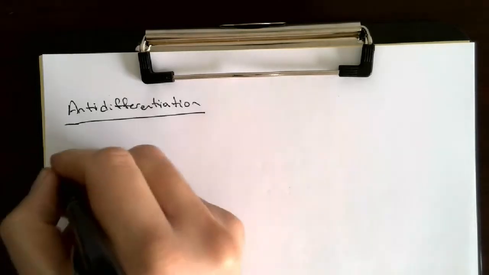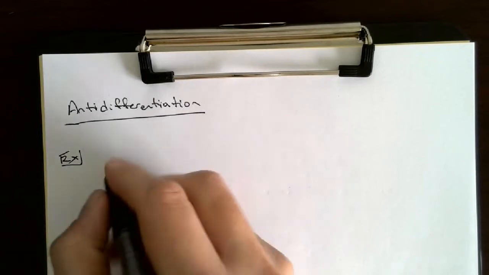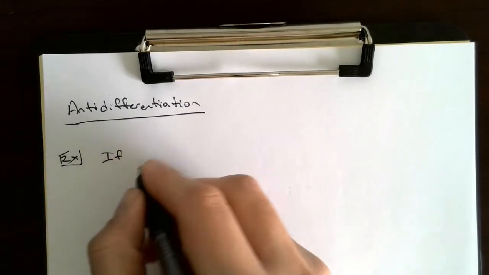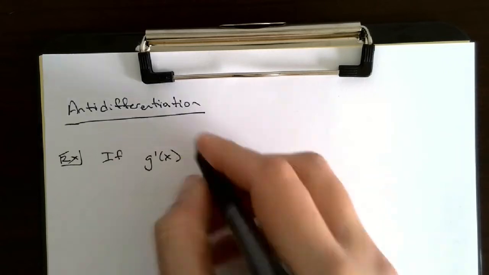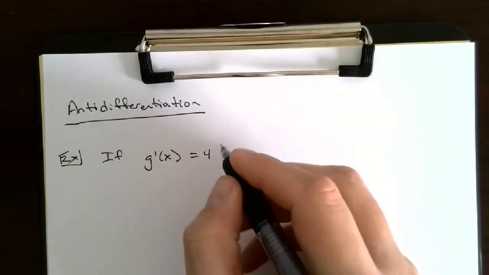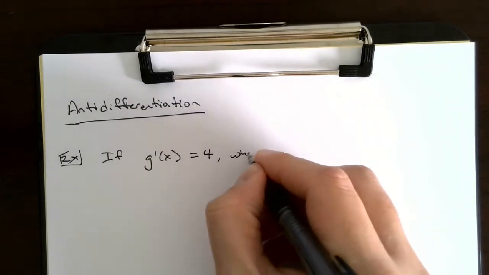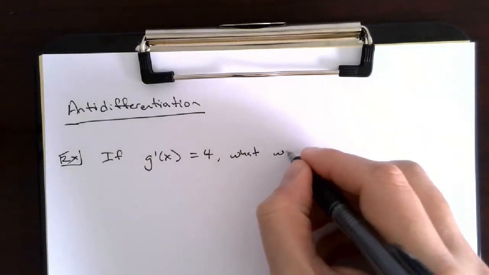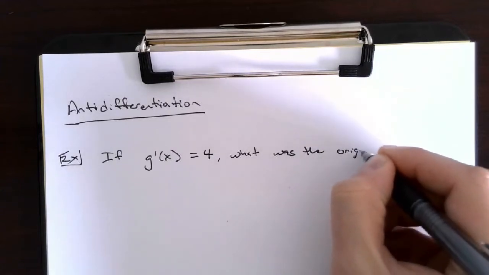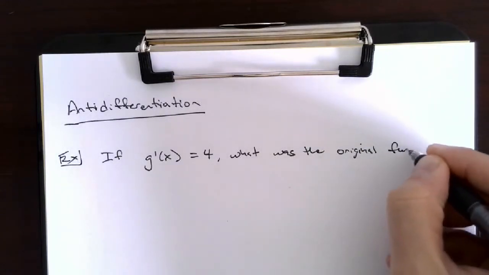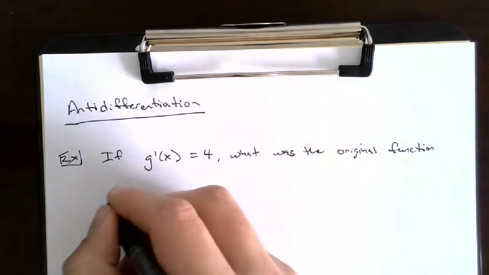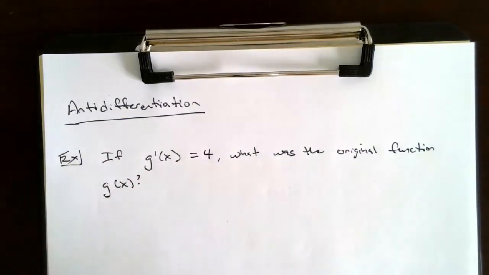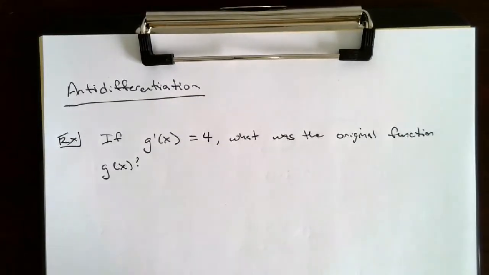So if I give you the derivative of a function, you should be able to work the opposite way to find the antiderivative. Now, just for a small example, say g prime of x equals 4. What was the original function g of x? I'm asking this informally now. Later on we'll talk about some notation things. You might be able to tell, right?